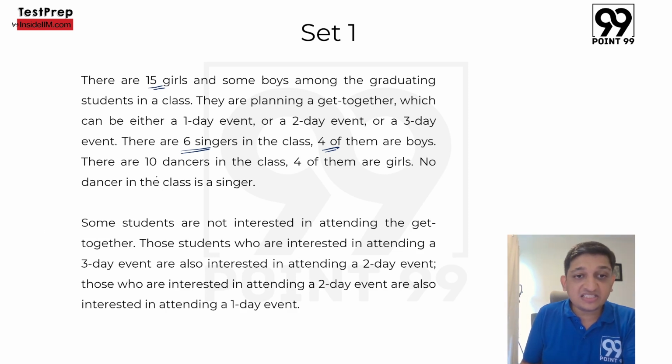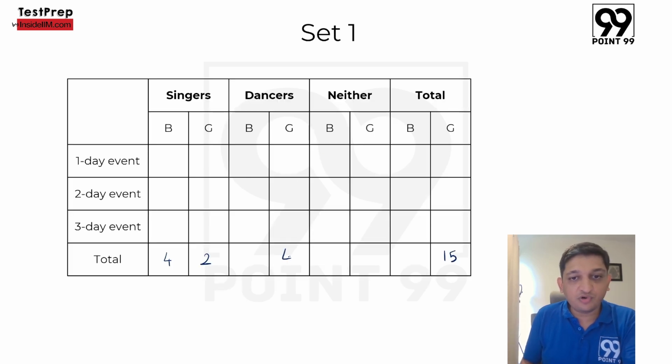We know there are 10 dancers in this class, out of which 4 of them are girls. So 10 dancers में से 4 girls हैं. So if there are 10 dancers and 4 girls, what will be the number of boys who are dancers? It will be 6. तो यहाँ पे ये वाली एक चीज बन जाती है.